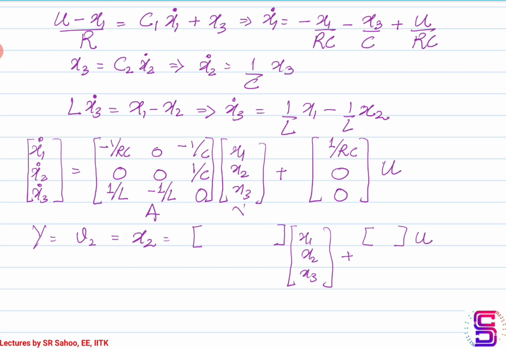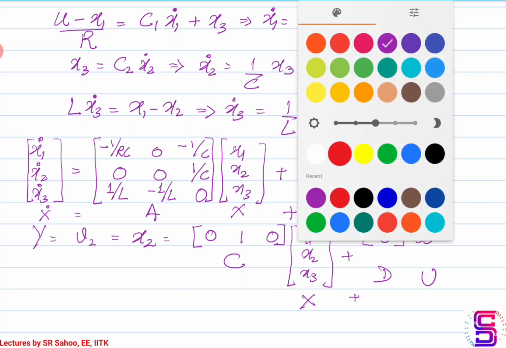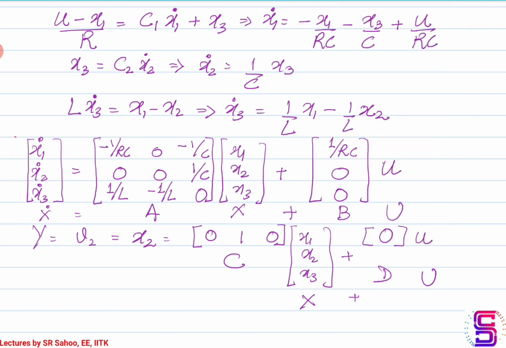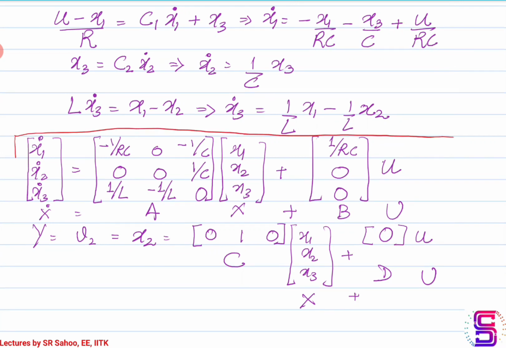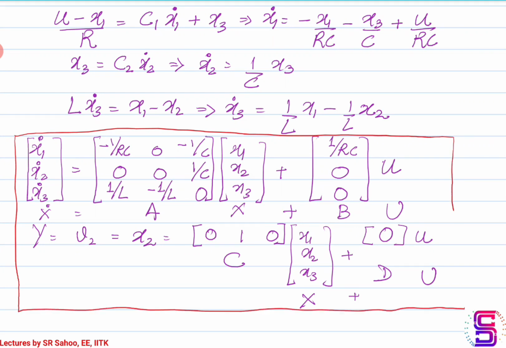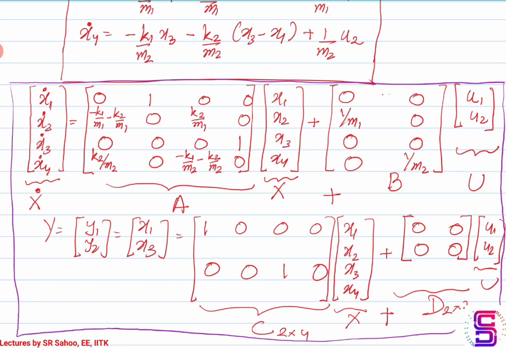So you have your A matrix, this is your state vector, you have your B matrix, this is your input vector. Then what is C matrix? C matrix is 0, 1, 0 because the output is just x2. So this is C, this is your X. D matrix is 0, this is D, and this is your U. So you have X dot equal to Ax plus Bu and Y equal to Cx plus Du. So this is the state space representation that we have for the above system.